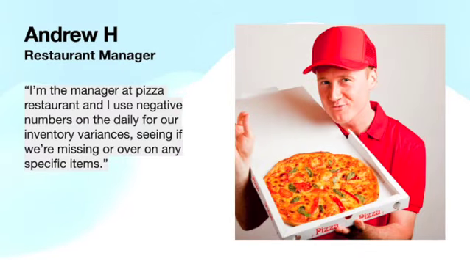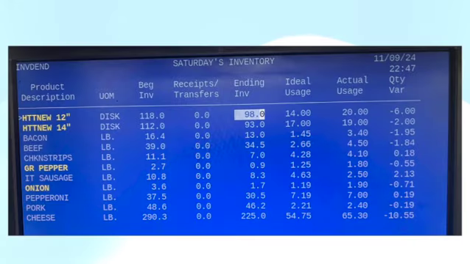And last we have Andrew. He says, I'm the manager at a pizza restaurant and I use negative numbers on a daily basis for inventory variances, seeing if we're missing or over on any specific items. So as you look at that, you might notice that there are only negative numbers in the variance column on the very end. Well, as you look around, you can see that the 6 here, the -6, probably came from the 14 and the 20. And the 14 is something that's labeled as ideal usage, where the 20 is labeled at actual usage.